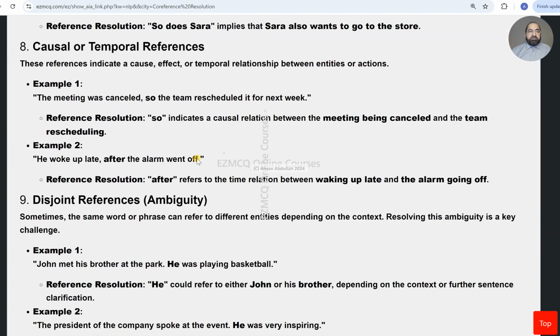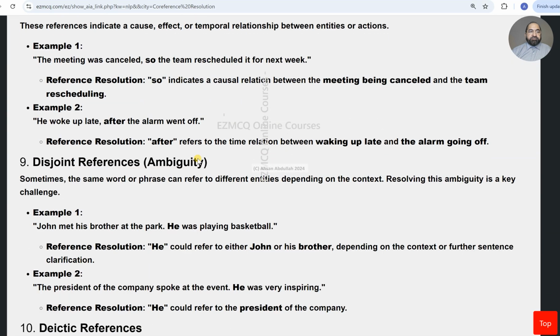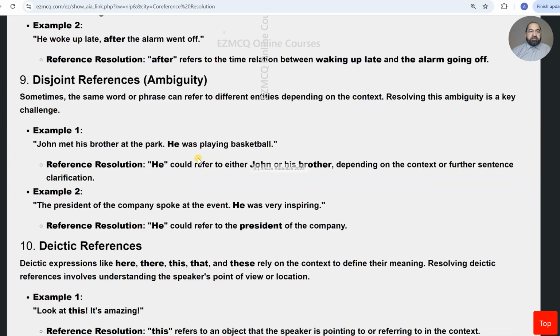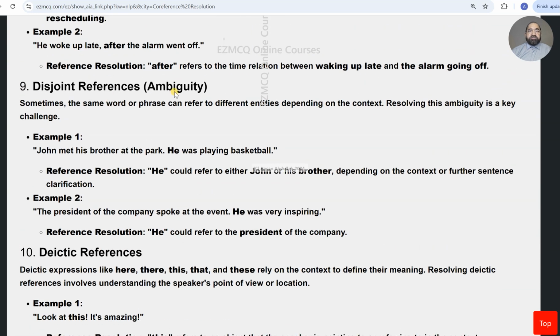All right. So, temporal. Yeah, this is very interesting. Disjoint references. This creates an ambiguity. This is very interesting. Ambiguity.